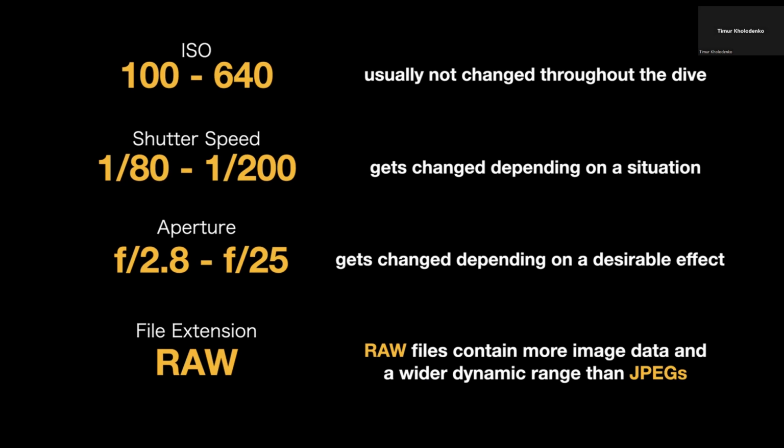RAW files contain more image data and a wider dynamic range than JPEGs. So if I overexpose the image, or it's darker than I wanted, it's easier to bring back colors if it's RAW.